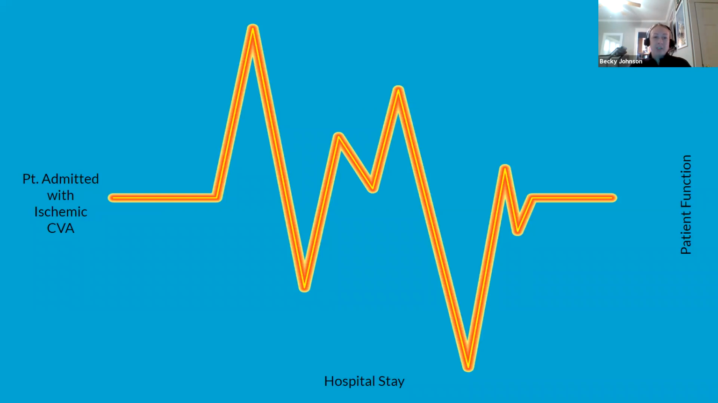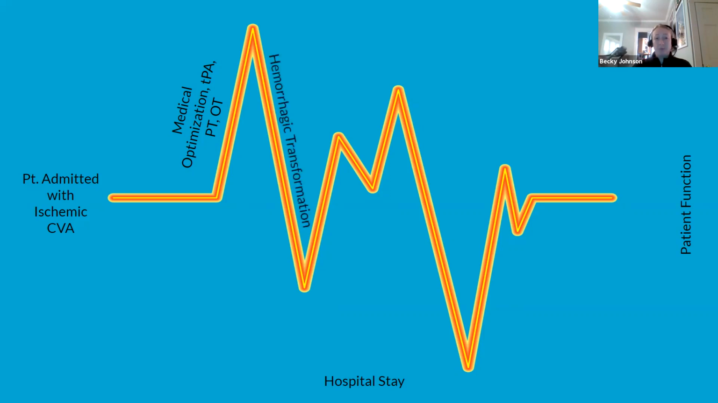So let's say a patient came in with an ischemic CVA, and then they're starting to get better. So they were able to get TPA. They've been medically optimized. They're having PT and OT. So things are going great. And the y-axis is patient function. That's getting a lot better.